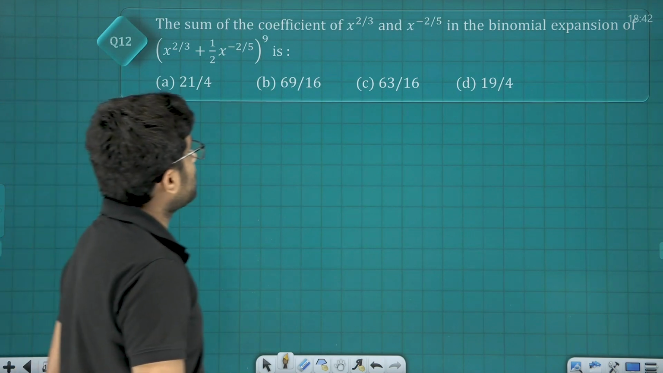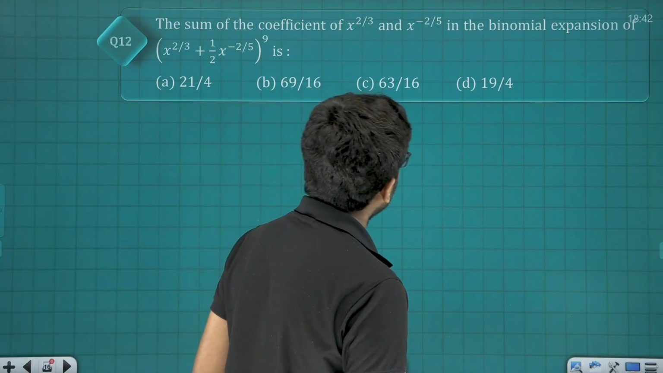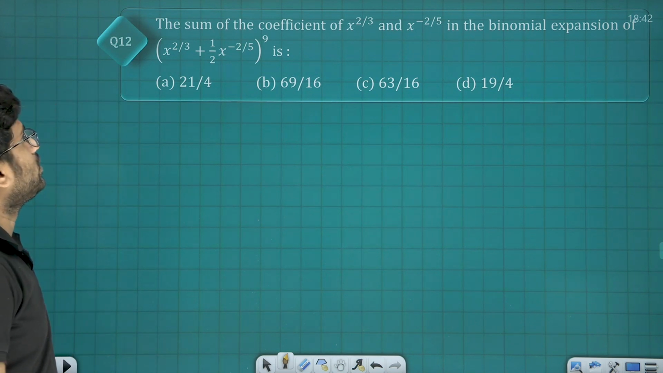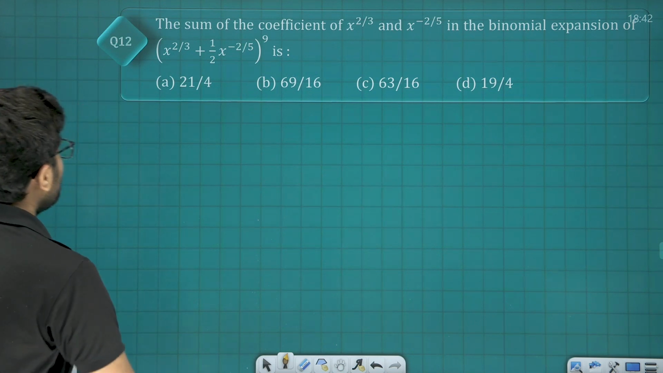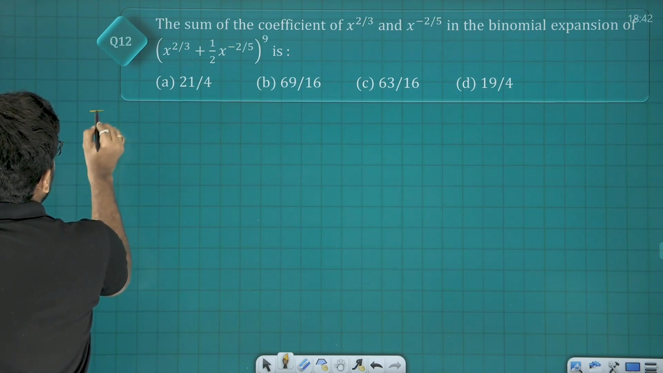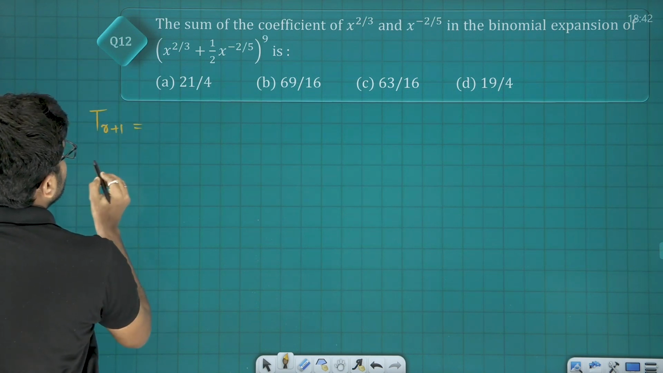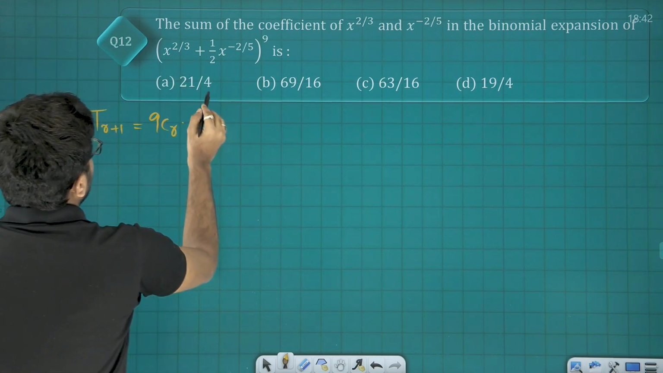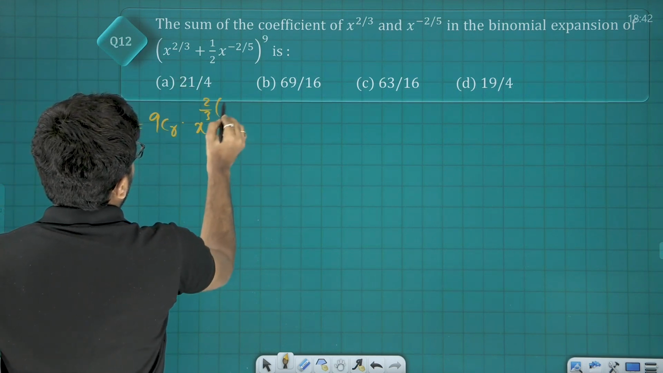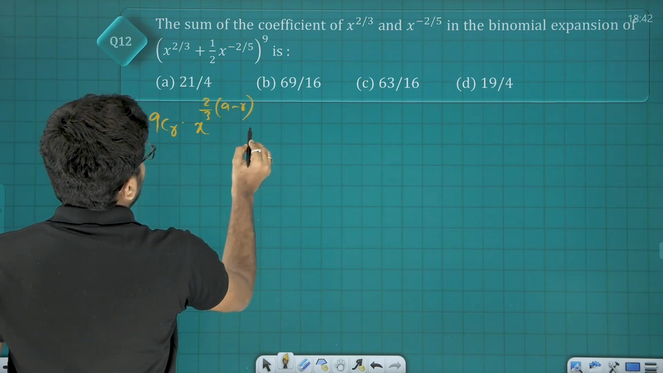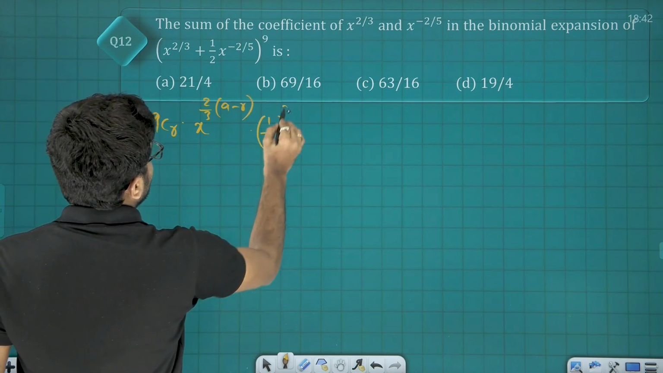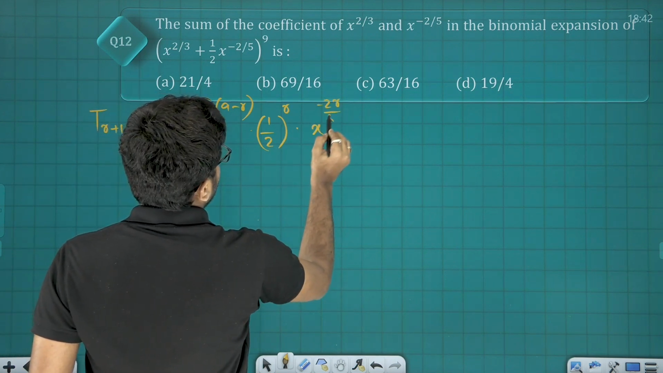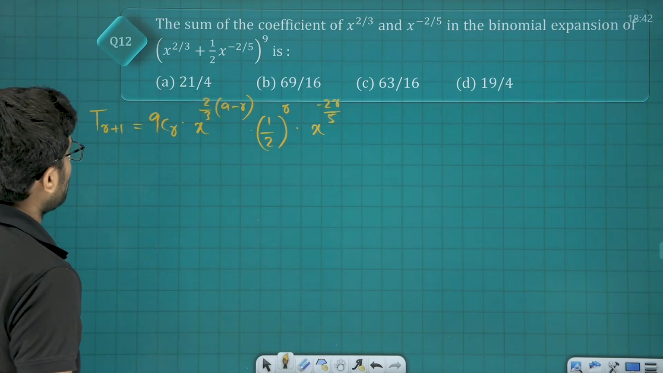The sum of the coefficients of x power 2 by 3 and x power minus 2 by 5 in the binomial expansion of (x power 2 by 3 plus x power half into x power minus 2 by 5) whole raised to 9. First, let's write the general term. General term is equal to 9CR into (x power 2 by 3) of 9 minus r, into 1 by 2 power r into x power minus 2r by 5. Clear?